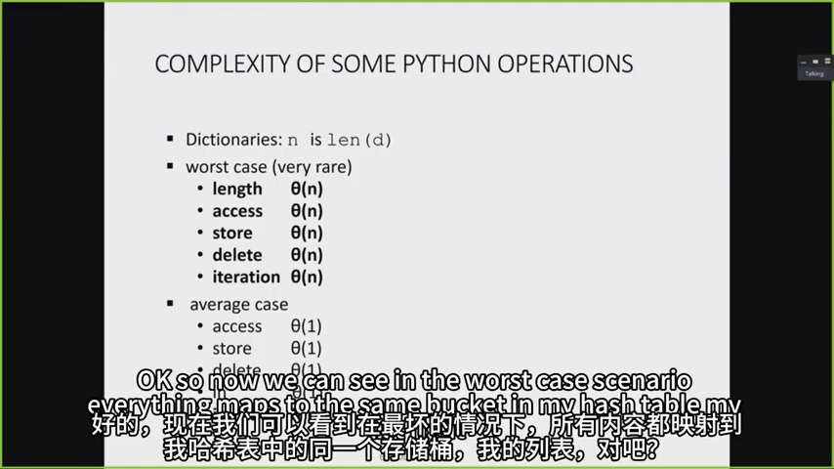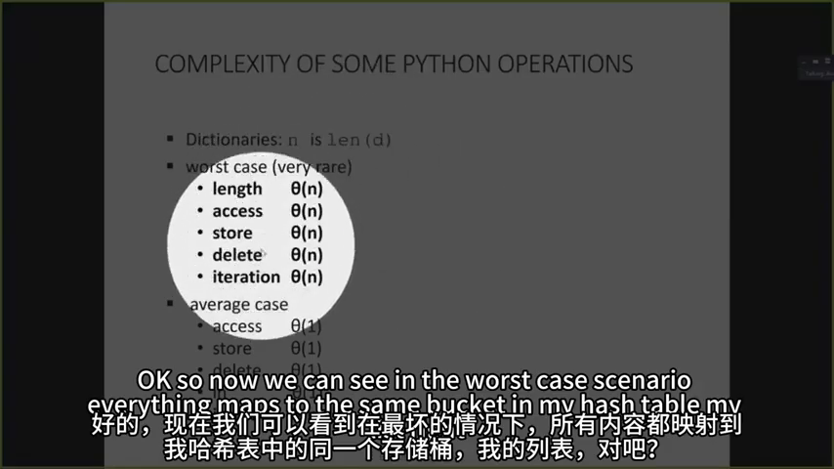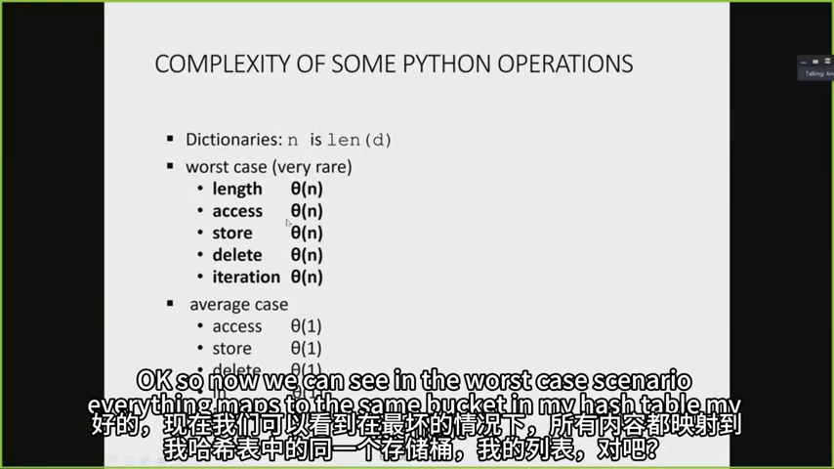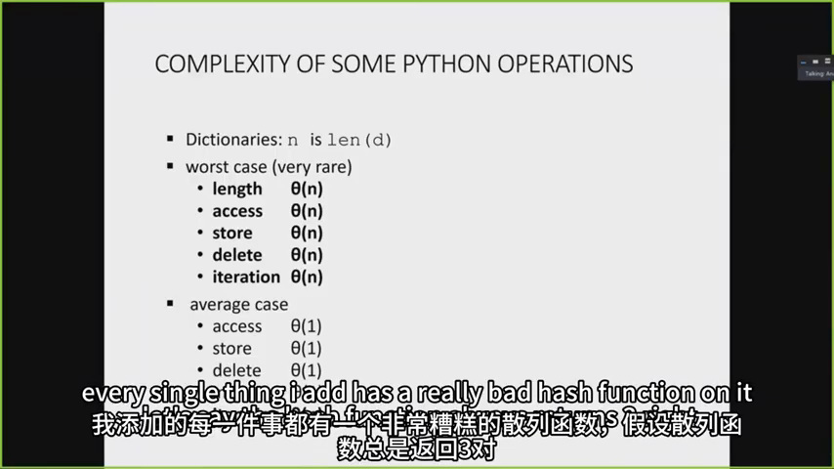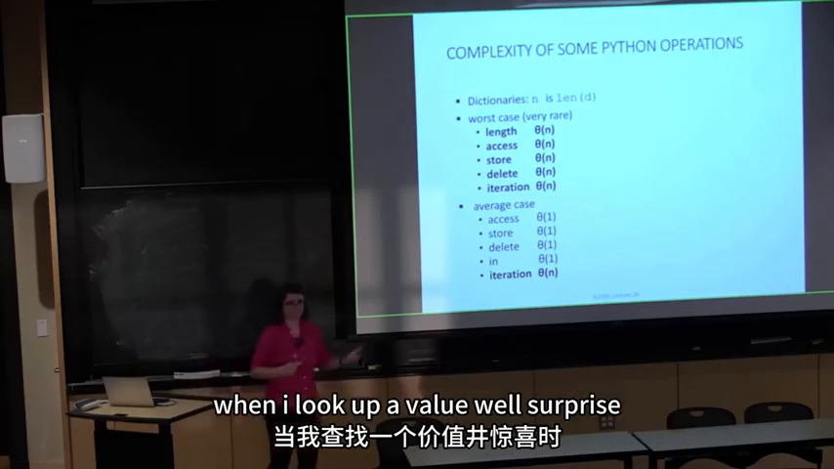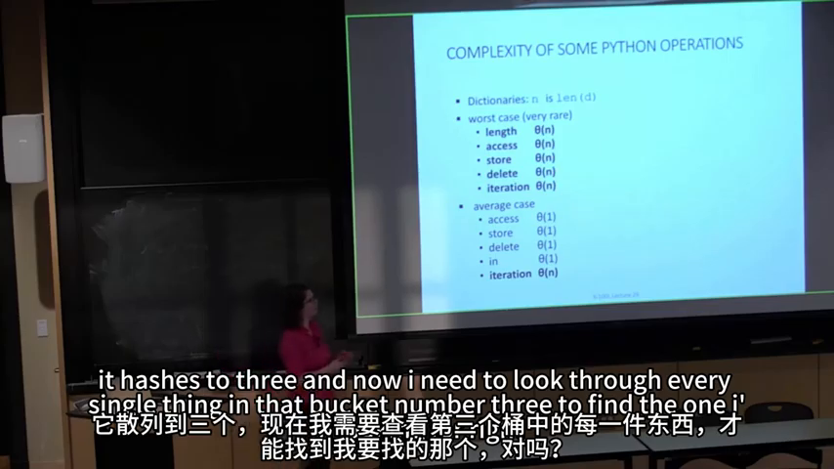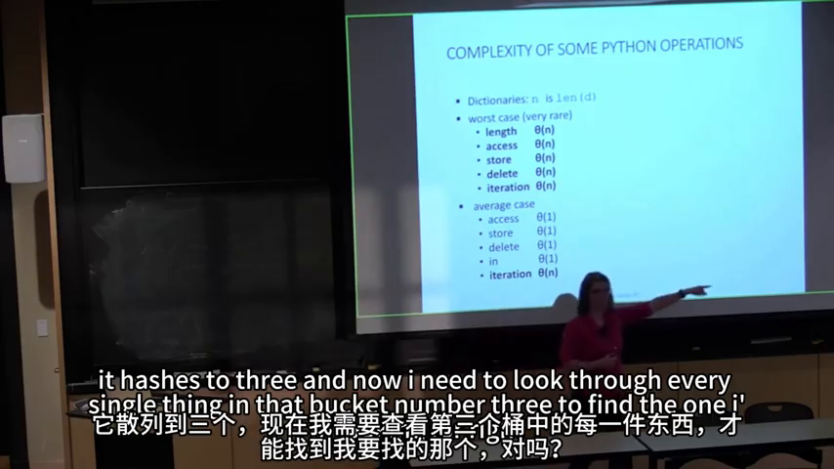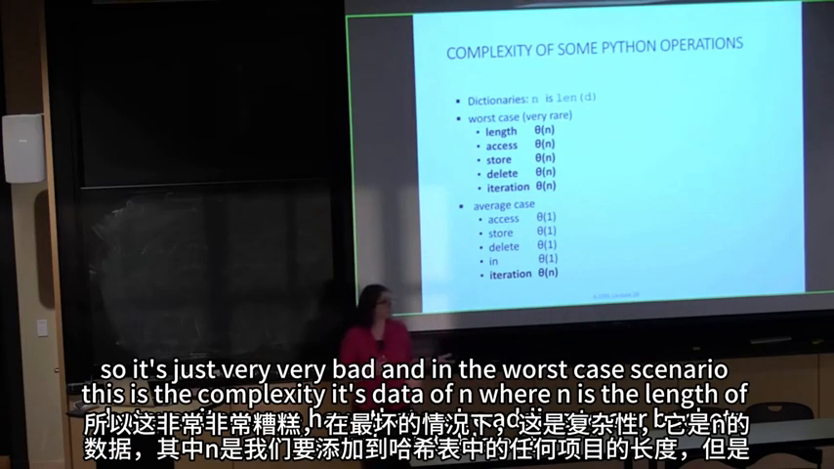Okay, so now we can see the worst case scenario: everything maps to the same bucket in my hash table, my list, right? Every single thing I add has a really bad hash function on it. Let's say the hash function always returns 3. If my hash function always returns 3, no matter what I'm adding to my dictionary, then every single item essentially gets put in a really long list at bucket number 3. So when I look up a value, well, surprise, it hashes to 3, and now I need to look through every single thing in that bucket number 3 to find the one I'm looking for, right? So it's just very, very bad.